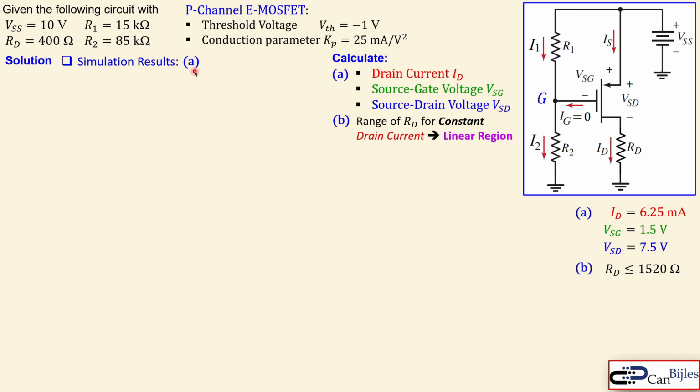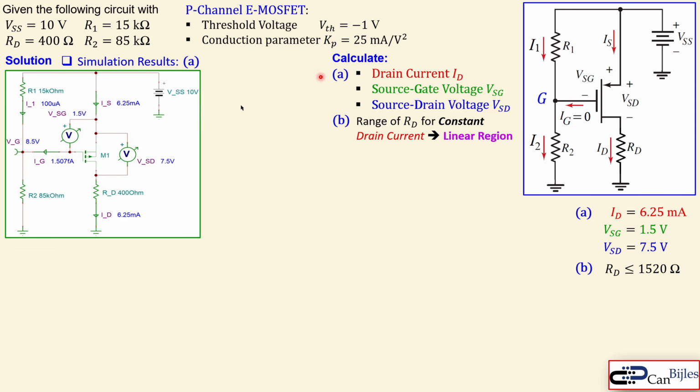Let's look at the simulation results for question A. We have this. You can see the circuit already drawn here. This is now the P-channel MOSFET symbol. You can see the values, the resistors, and also the VSS. And if I look at the values, ID is 6.25 milliamps. That's true. ID or IS.